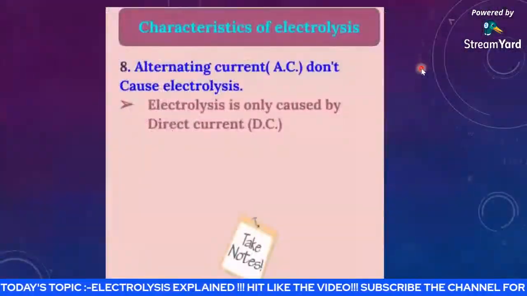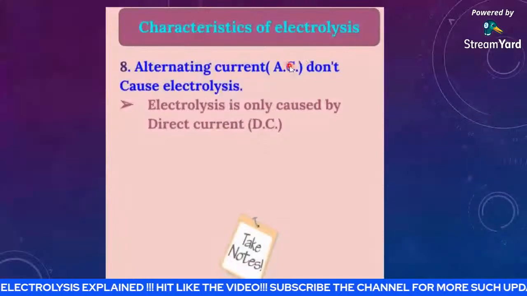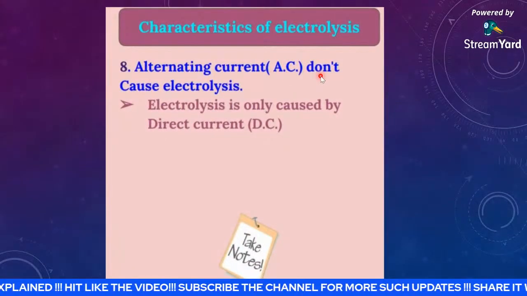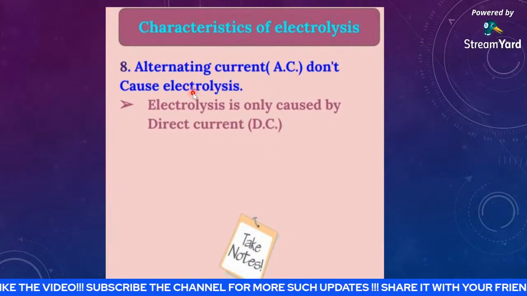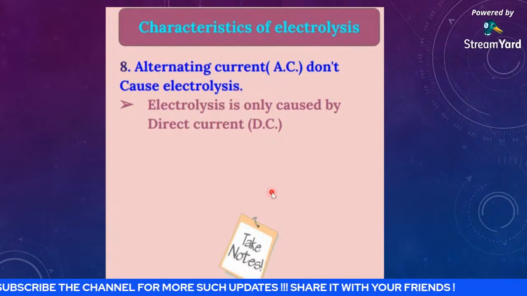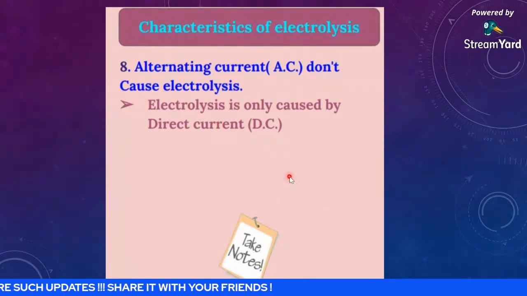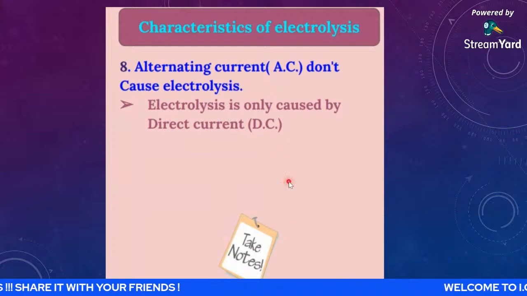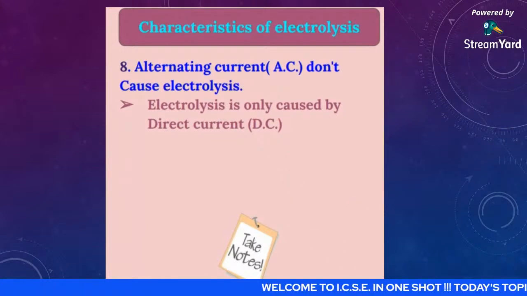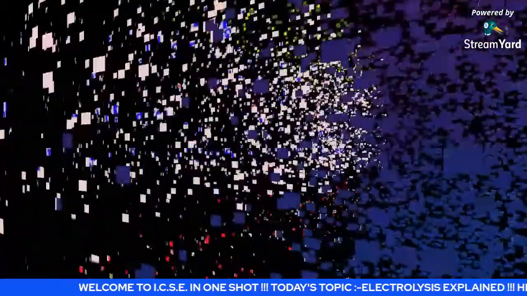What are the characteristics of electrolysis? Alternating current, AC, does not cause electrolysis, because with AC the poles would obviously shift from one end to the other, so it becomes a very unworkable process. Electrolysis is only caused by direct current, which is very important.